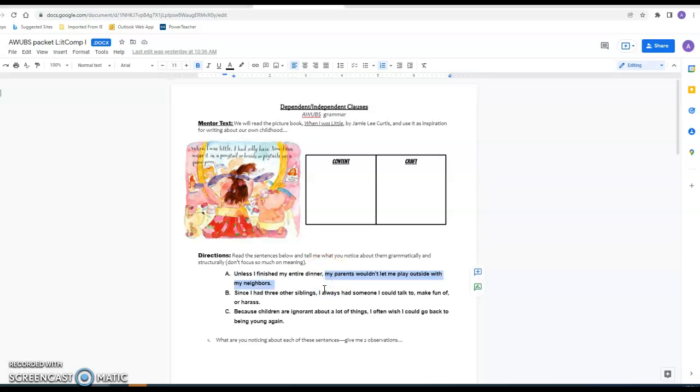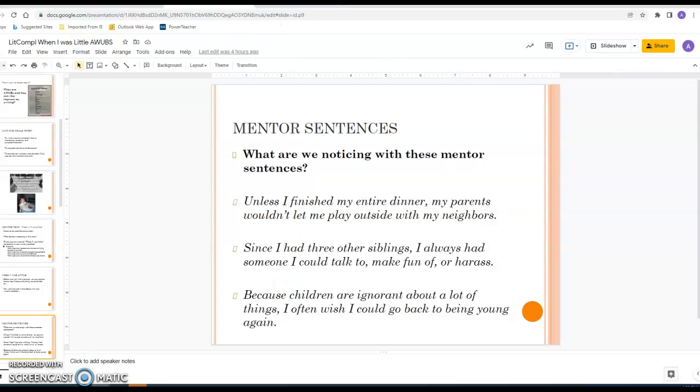So unless I finish my dinner, oh, my parents won't let me play outside. Since I had 3 siblings, I always had somebody to talk to. Because kids are ignorant, I wish I could go back in time. So as you can see, these first chunks are what we're going to call dependent clauses.